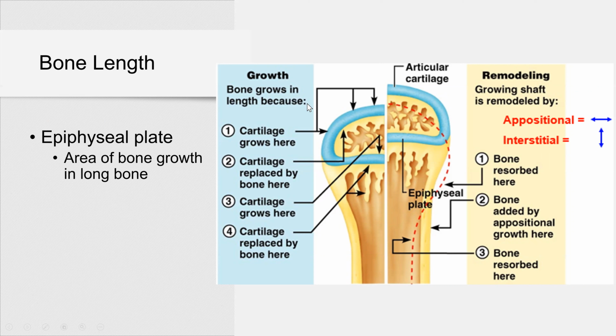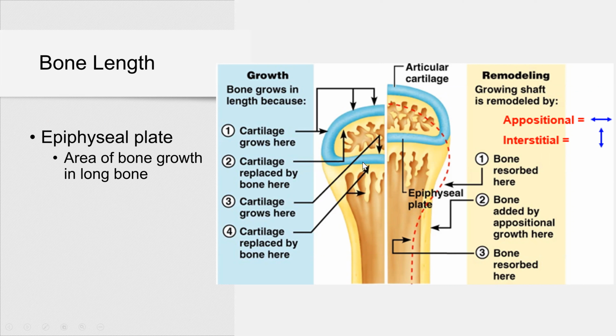So this is how bone will grow longer. Here we have osseous tissue, bone tissue, right? And we have cartilage left. Remember, we have articular cartilage here, and we have our epiphyseal plate right there, over here.